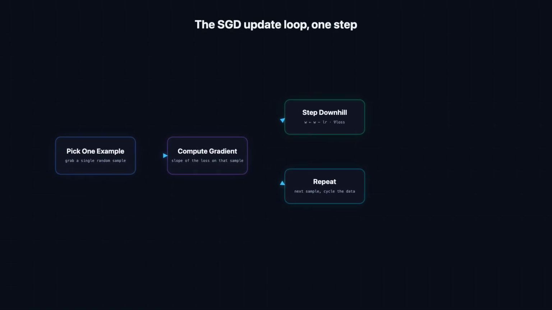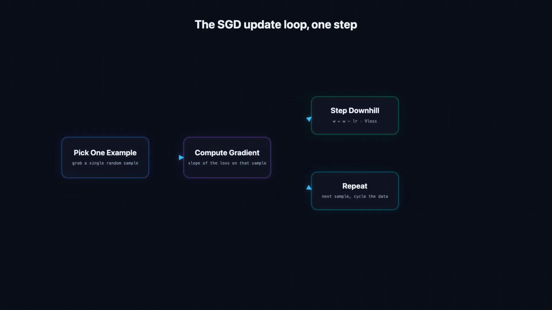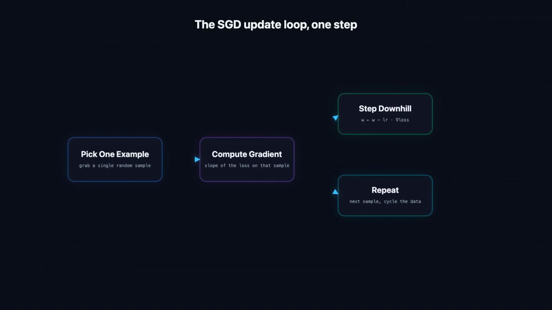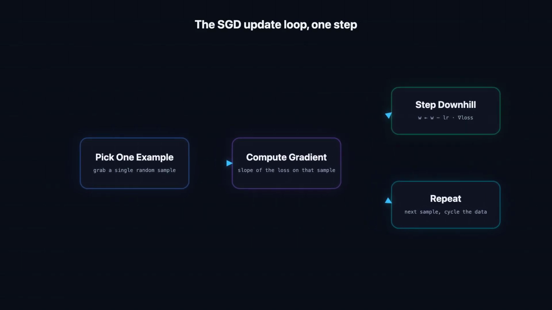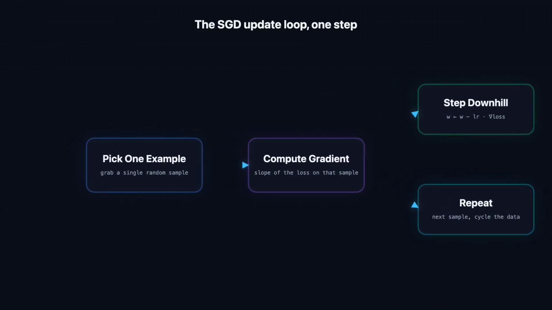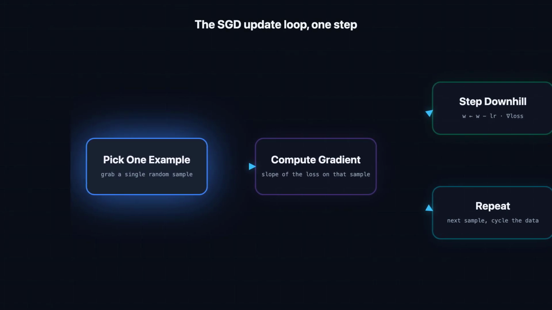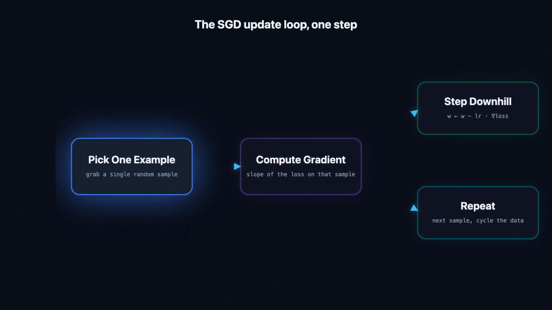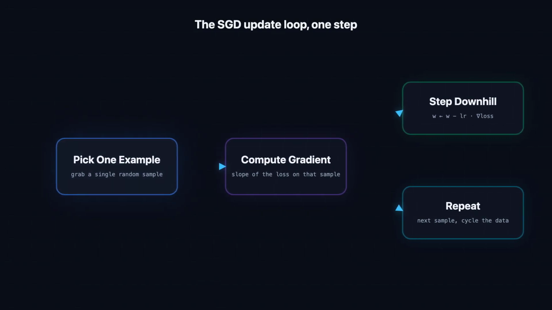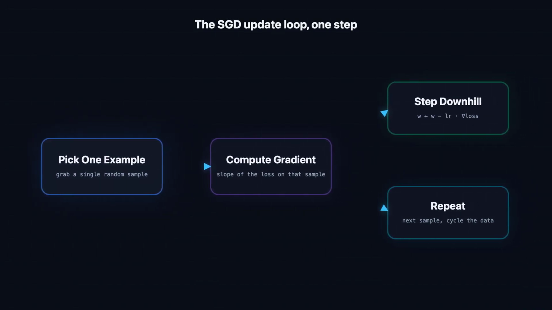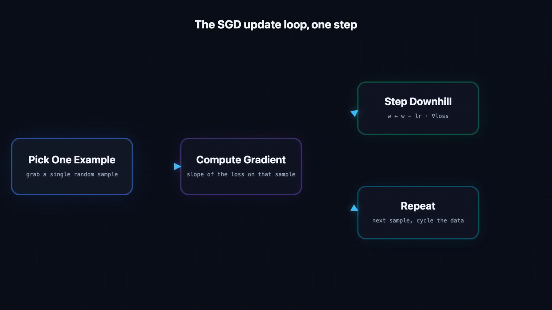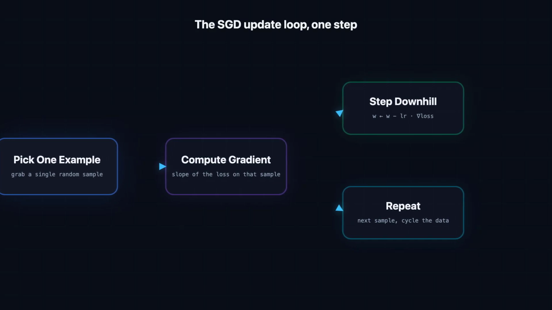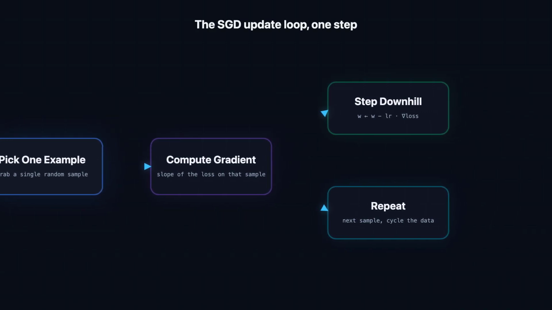Look, underneath all the theory, this is just a tight little loop, repeated over and over. We pick an example, we take a step, and then we do it again. Follow it one stage at a time. Start at the top. We reach into the training set and grab a single example at random, one image, one row, one sentence. That lone sample is all we are going to look at for this step, which is exactly why each update is so cheap to make.